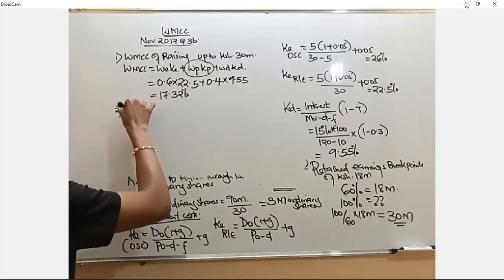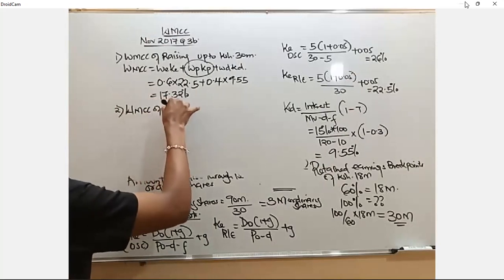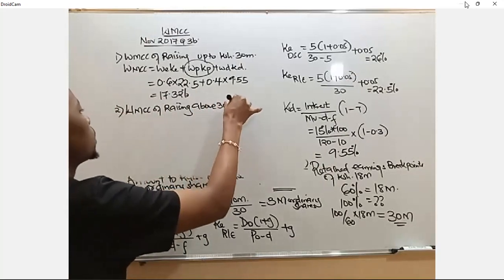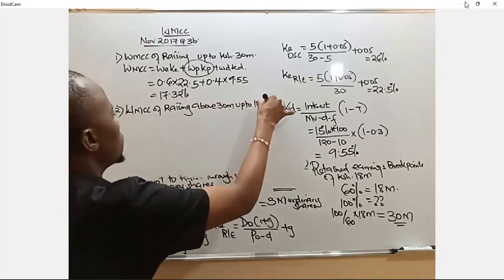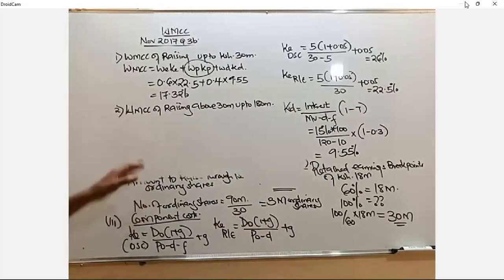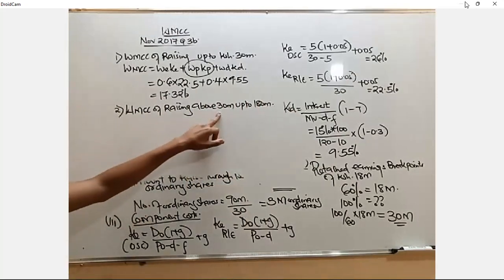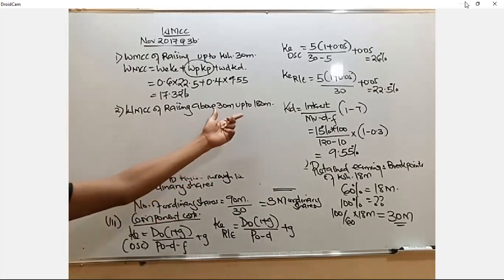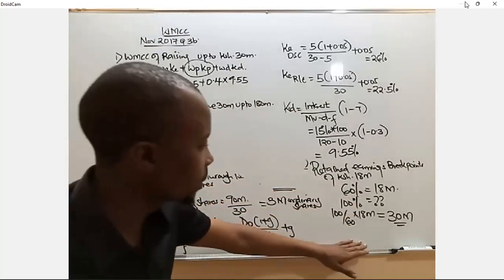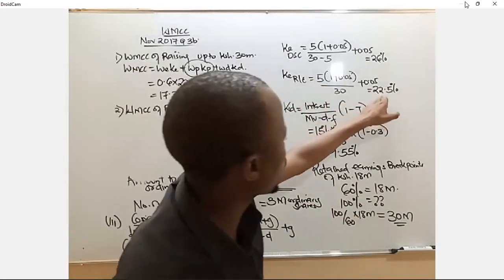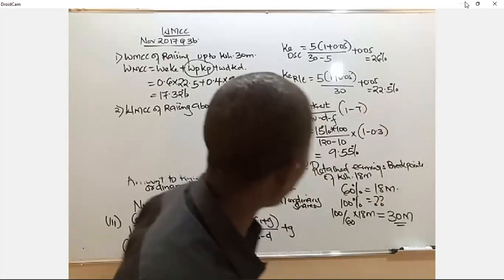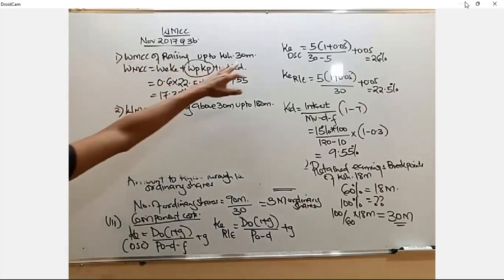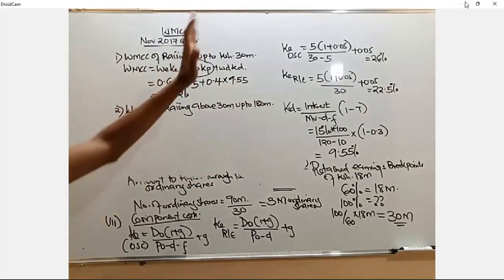Let us calculate the WMCC of raising above 30 million up to 180 million. Why are we saying above? Because already we have utilized our retained earnings, and it means we cannot choose the cost of equity of 22.5%, because the maximum the retained earnings can raise is 30 million. Above that, now we are going to be using the expensive source.